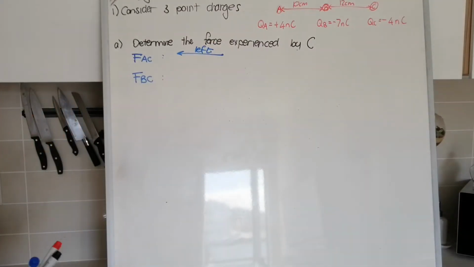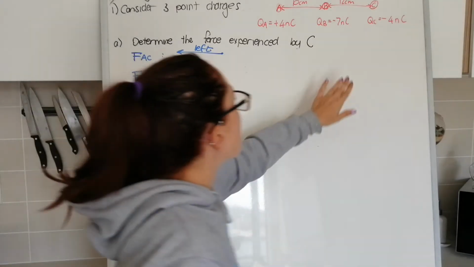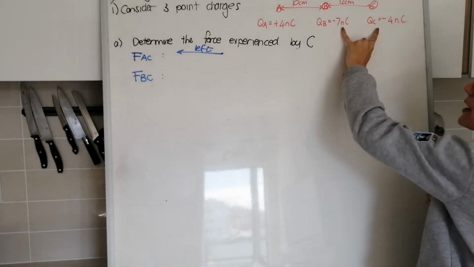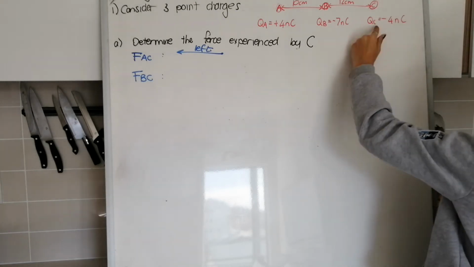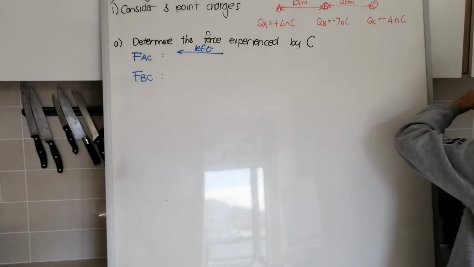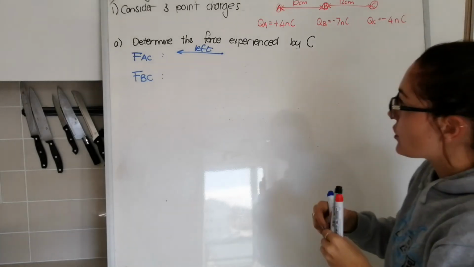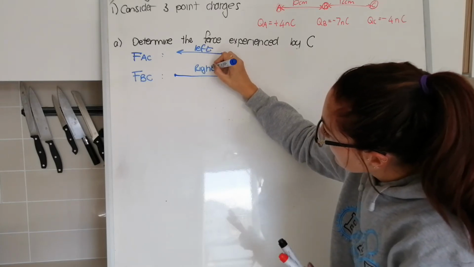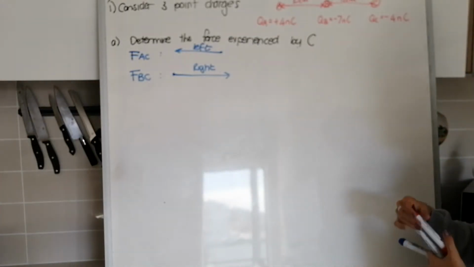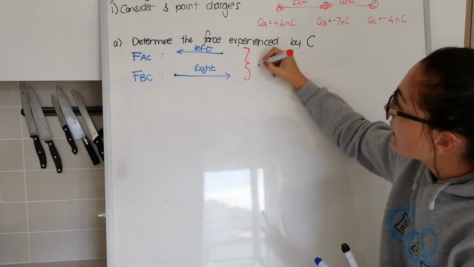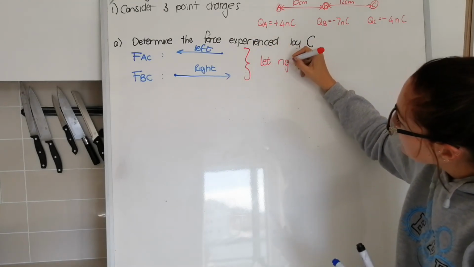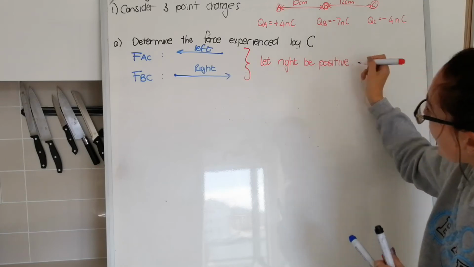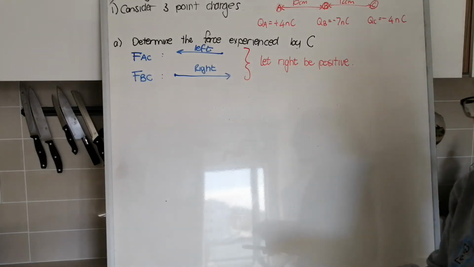And we're going to do the same thing for the force of B on C. B is negative and C is also negative, which means this is a repulsive force, which means QC is going to want to move away from QB, which is to the right. So the force of QB on QC is to the right. Okay, now again, we pick a positive direction, so I'm going to say let right be positive. Okay, and we go ahead and do our vector addition.